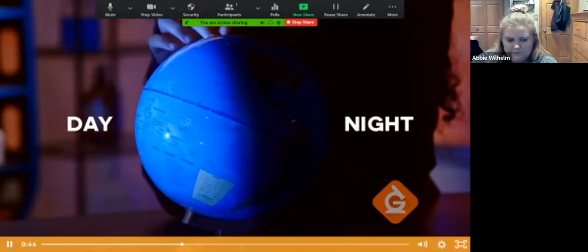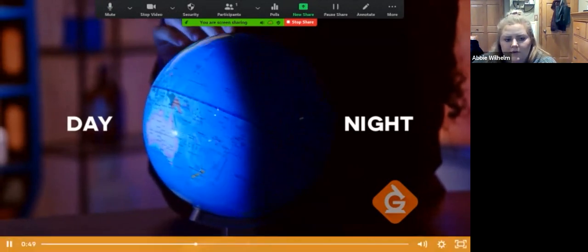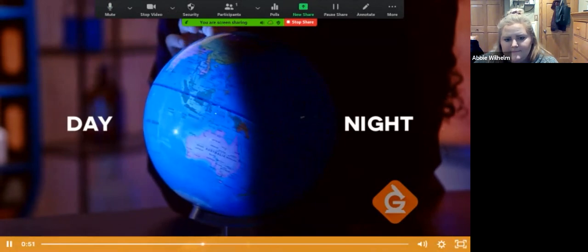Earth rotates, Izzy's light is only hitting half of the globe. That's right. Another pattern we can observe caused by Earth's rotation is the length of our shadows. Let's check it out.